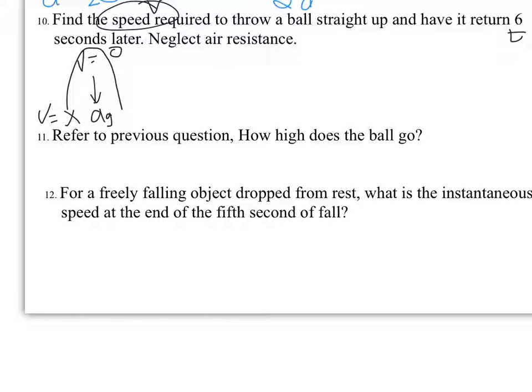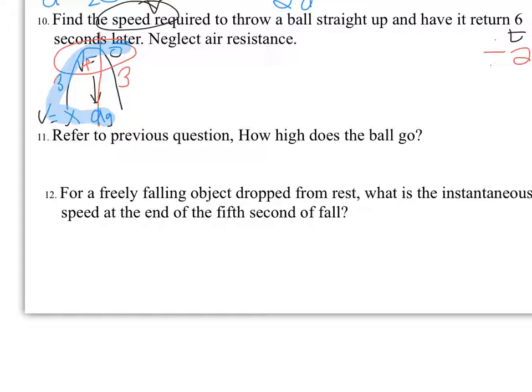Now, I'm going to cut my picture in half because I know what the velocity is at the top. I want to be able to use that as my final. If I'm cutting my picture in half, I need to cut my time in half. So it's going to take me 3 seconds to get to the high point and 3 seconds to get back down. So when I solve my problem, I only want to use the 3 seconds that it takes me to get to my highest point.